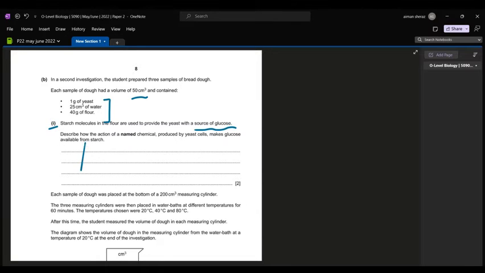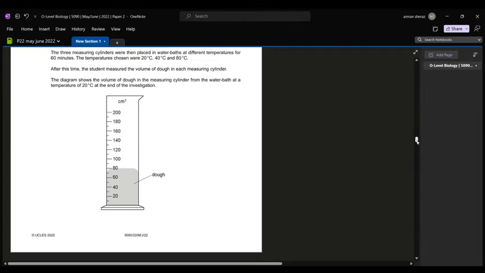So what happens is you need amylase enzyme to digest amylose and you need maltase enzyme to digest maltose. And they would digest the starch molecule making it glucose from the starch.